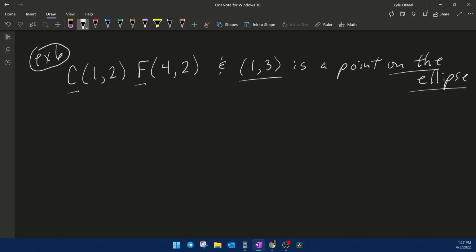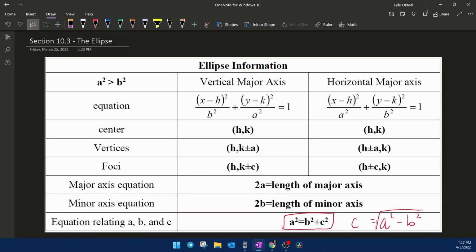So where do you start with this information? Well, I need you to notice that the y-coordinates of the focus and the center are identical. And going back to our information sheet, if the y-coordinates for the center and a focus, well, in a vertex for that matter, are identical, then that indicates that we will have a horizontal major axis. So this is our standard form we're going to be shooting for. All of these formulas here apply to this problem.